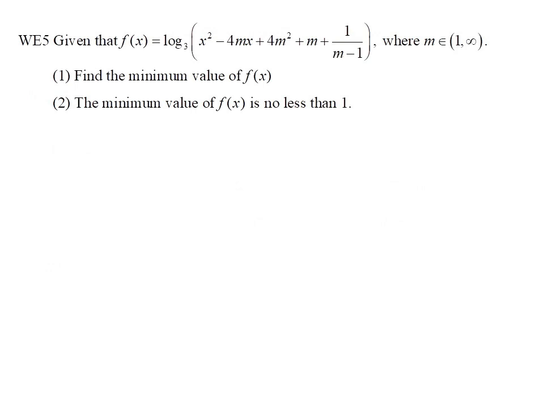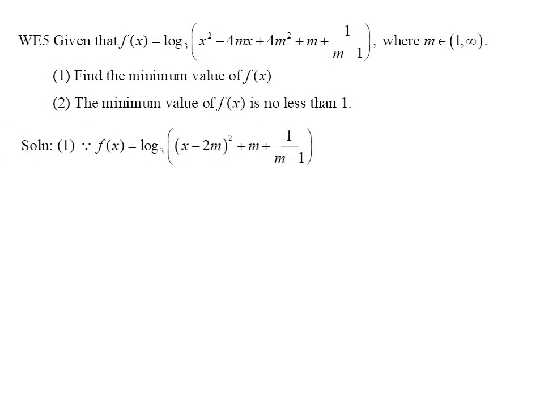Example 5 presents the logarithmic function f(x) equals logarithm base 3 of (x squared minus 4mx plus 4m squared plus (m plus 1) over (m minus 1)), where m is greater than 1. There are two questions in example 5. The first question is to find the minimum value of f(x). The second question is to prove that the minimum value of f(x) is no less than 1.